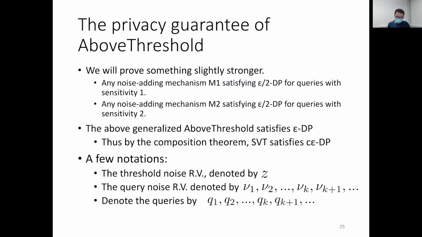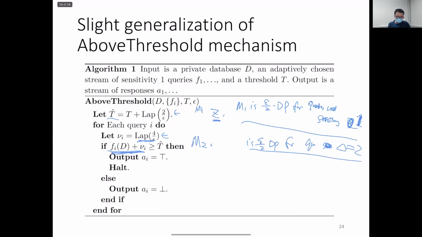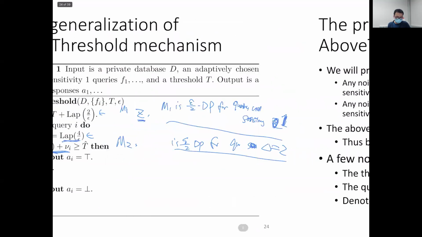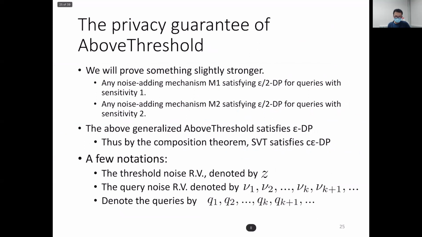Well, so we'll denote the random variables of the noise that got added to the threshold by Z. We'll denote the random variables that are added to the queries in every iteration by nu, so nu 1 to nu k. The corresponding queries, here denoted by f of i, let's revise the notation a little bit and denote them by q1 to qk. These are the sequence of queries that are selected by the arbitrary adversary that can depend on things in the past.